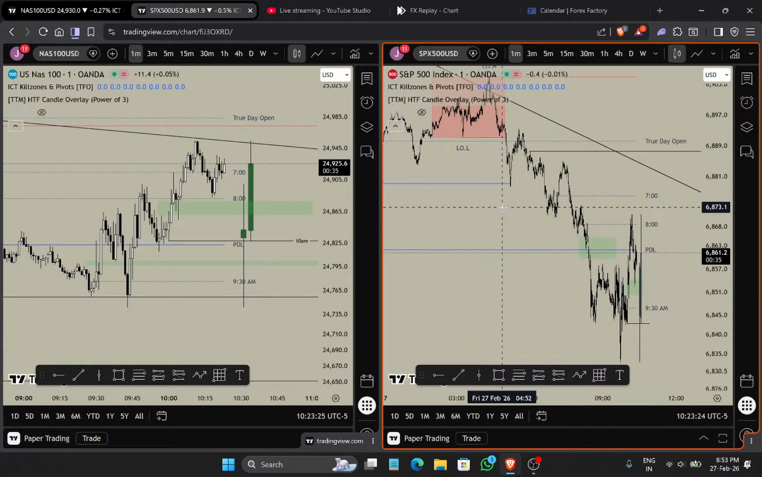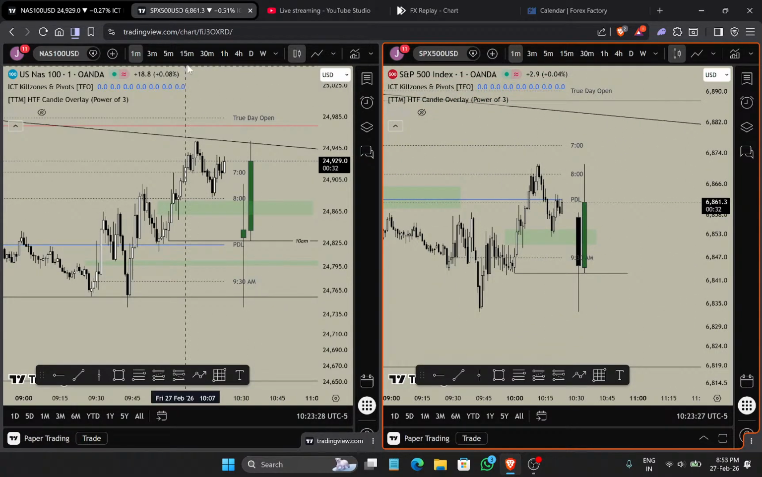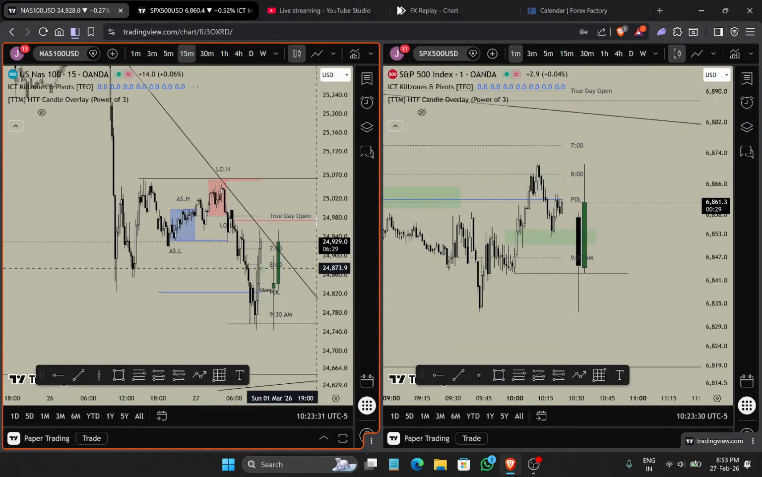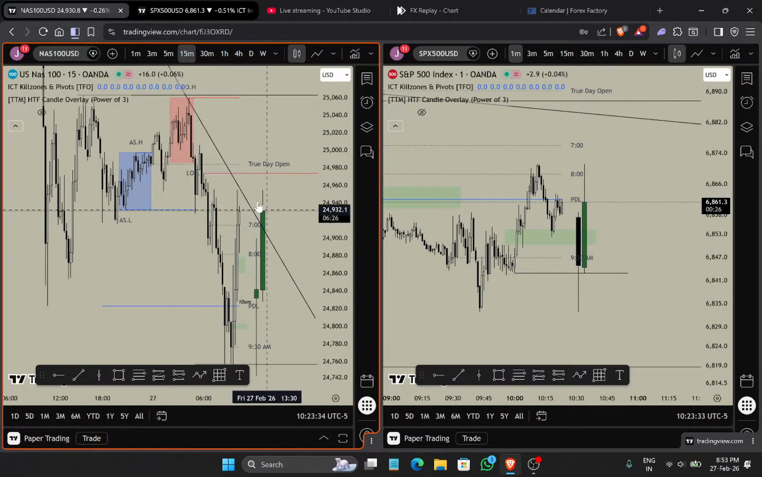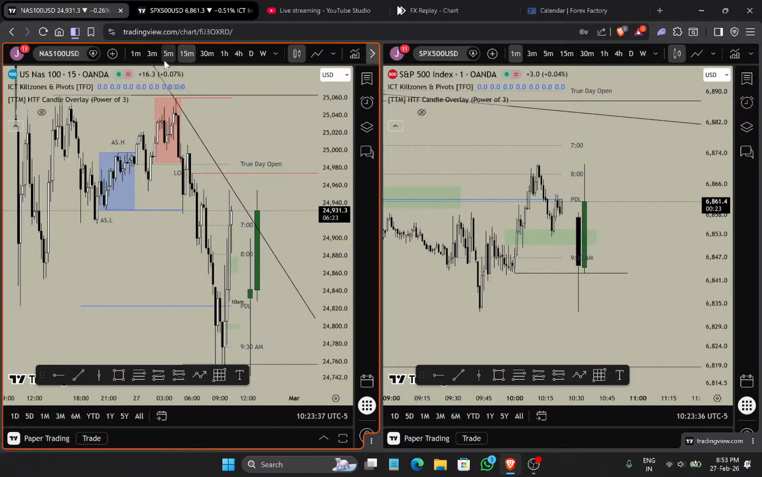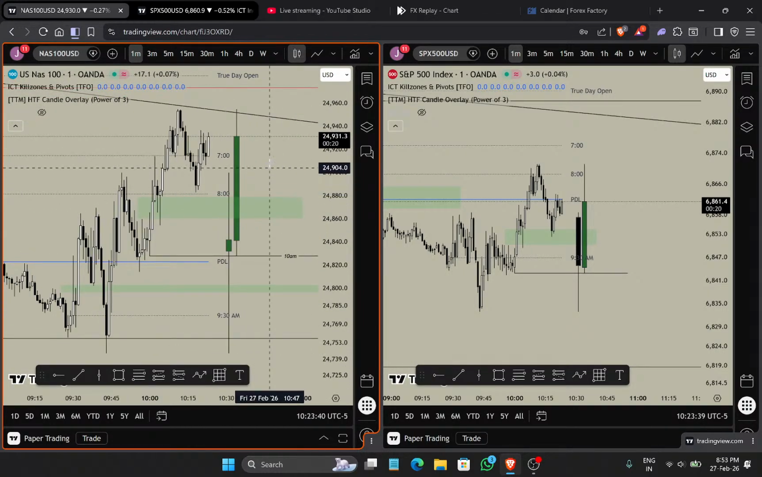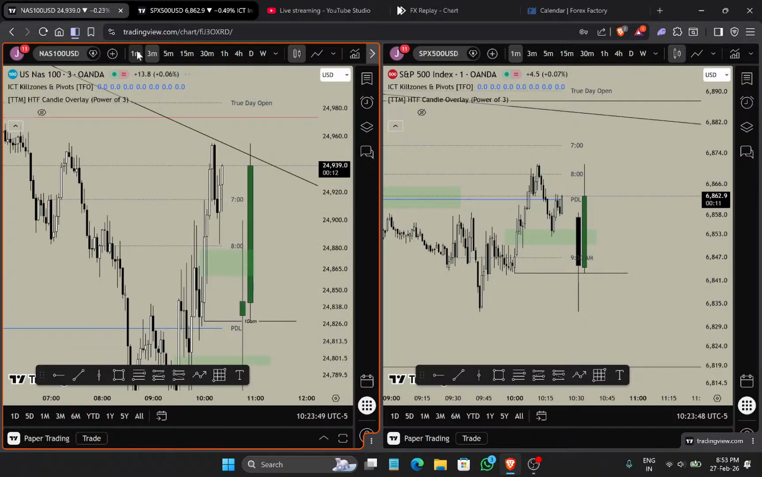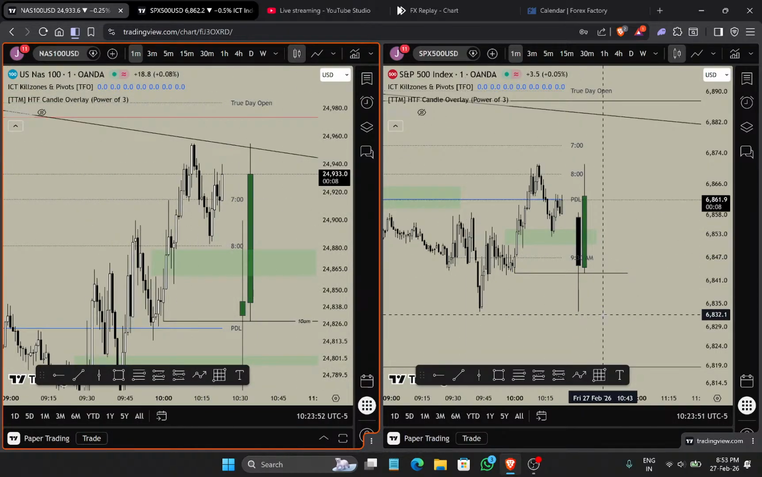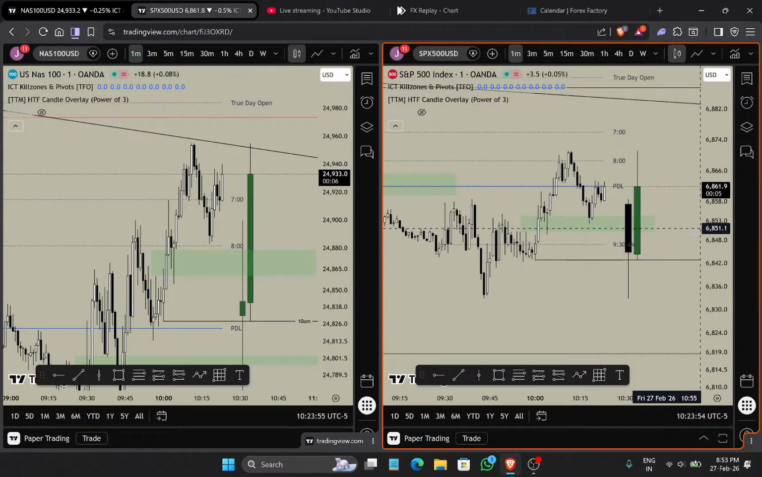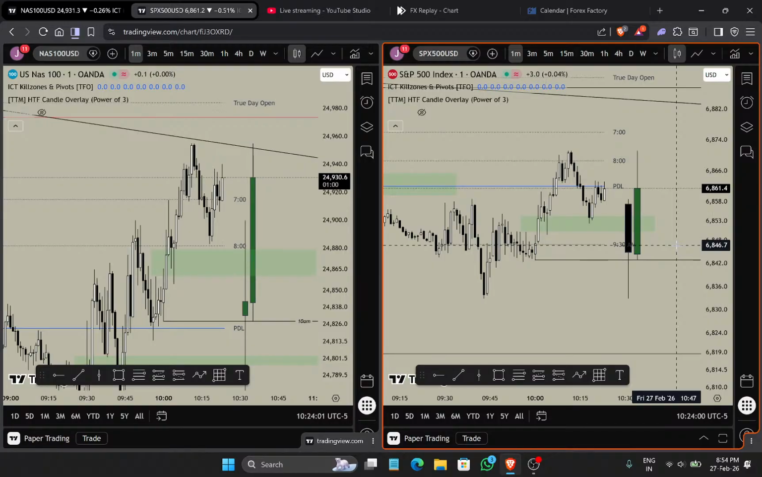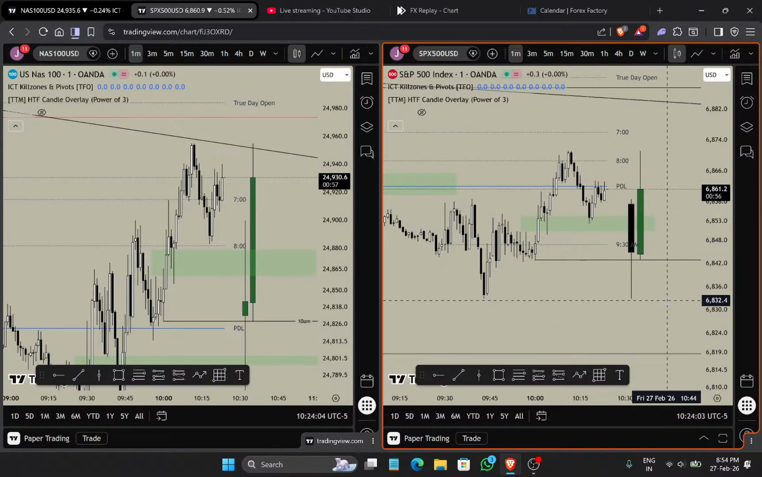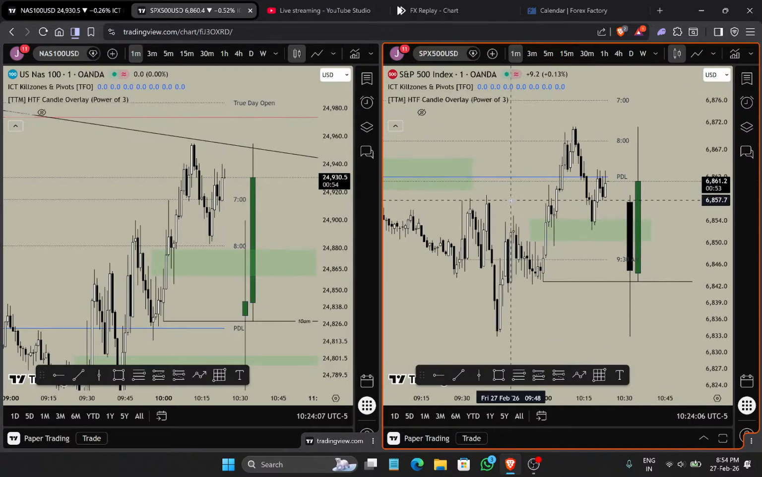We can see the London high is still sitting above us. There is a 15 minute gap. Literally, there is a 2 minute inversion here that happened just here, but that is minor. But here we can see it is respecting the previous low.